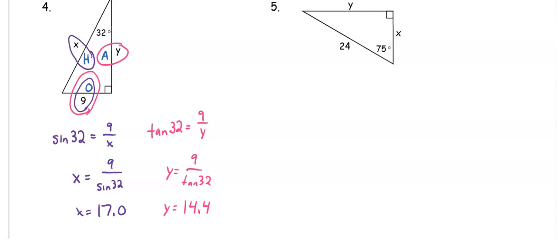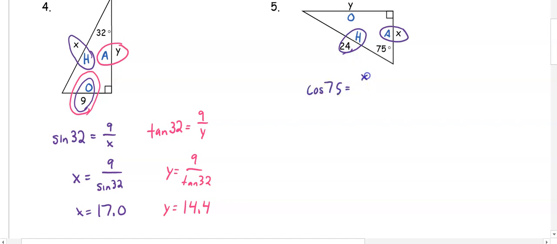In number 5, based on our angle of 75, we have opposite, hypotenuse, adjacent. If we are solving for x, we are using the adjacent side and the hypotenuse, which is cosine. So the cosine of 75 equals x over 24. Here we are multiplying.